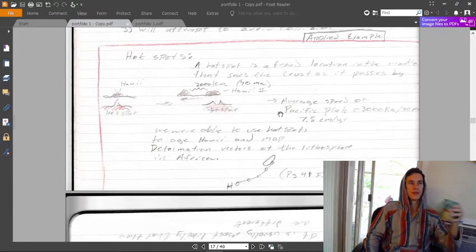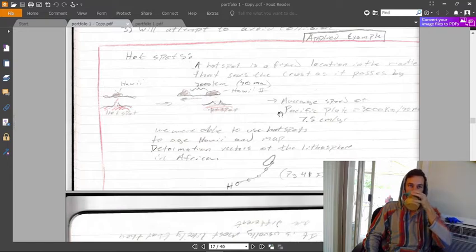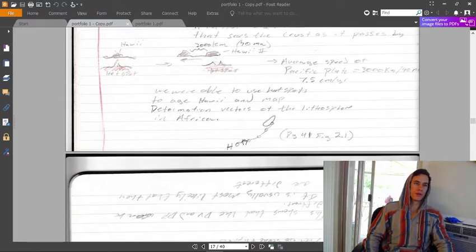Applied example, hot spots. A hot spot is basically a place in which a magma chute goes all the way to the surface past the crust, forming an island arc, kind of like Hawaii, and then as the crust shifts, the hot spot puts more material in different areas, and you can kind of tell the direction that it went because of where all the material is located.